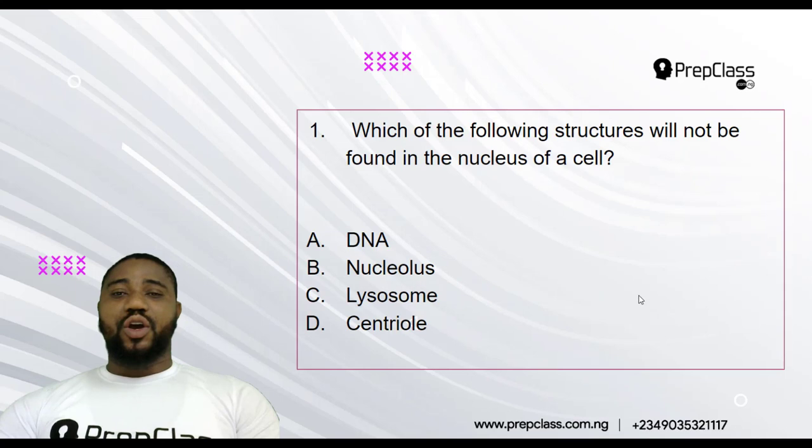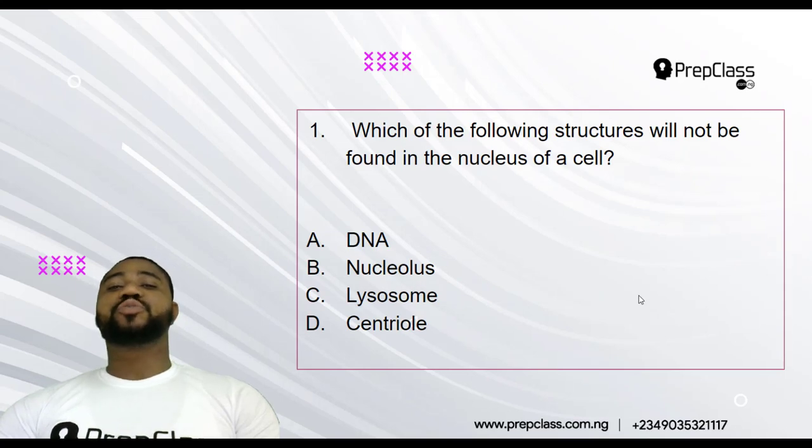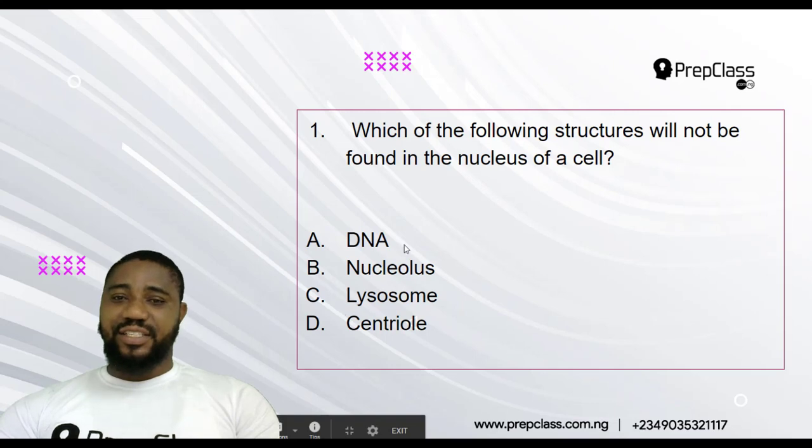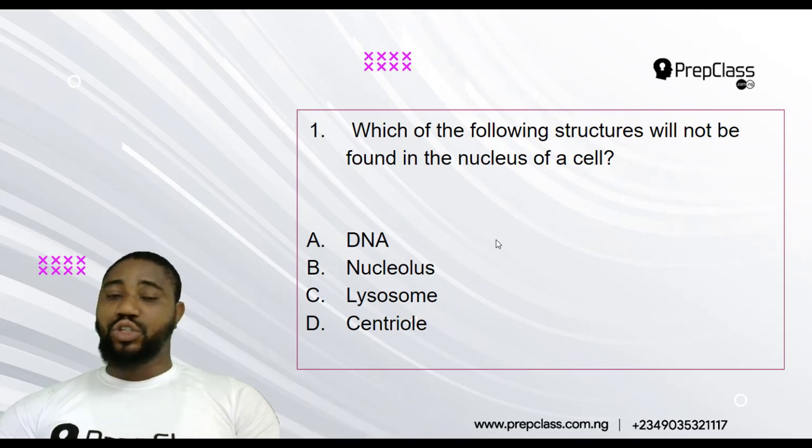Question number 1. Which of the following structures will not be found in the nucleus of a cell? A. DNA, B. Nucleolus, C. Lysosome, D. Centriole. Remember that the nucleus of a cell is found in the center of a cell. It is responsible for controlling all the activities of a cell. So they're not asking you which of these 4 will not be found in the center of that cell, or which of the 4 will not be found in the nucleus.